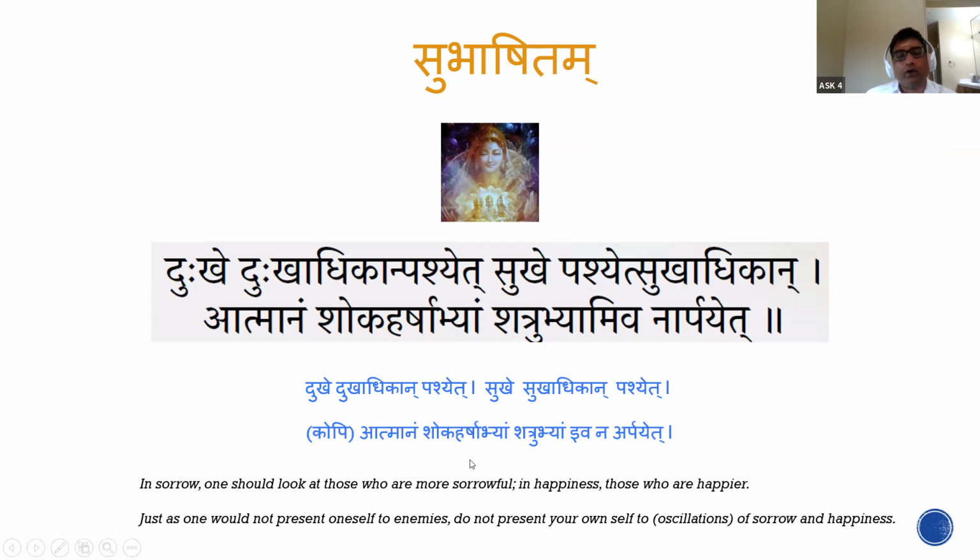To Atma, don't make it subjected to shoka and harsha like an enemy. Shoka means dukham, harsha means happiness. Both are to be avoided. You have to have samatulita avastha, even-mindedness, so that you don't get elevated unreasonably when you have happiness, and when you are having sorrow, you are not pulled down too much. Like a shatru, you don't throw your own Atma into that. That's the meaning. I have given it in English.